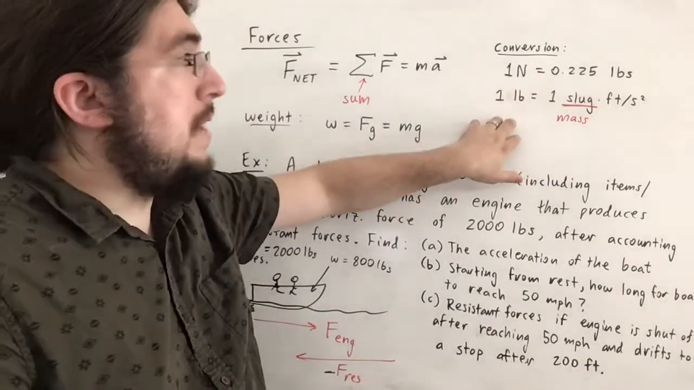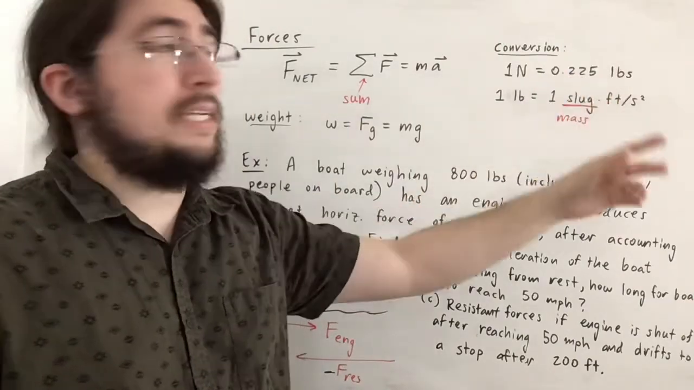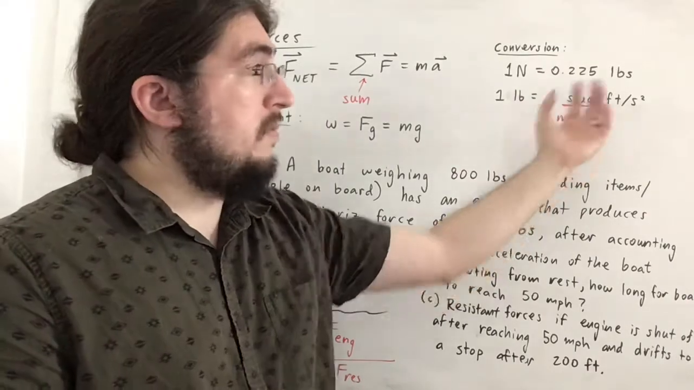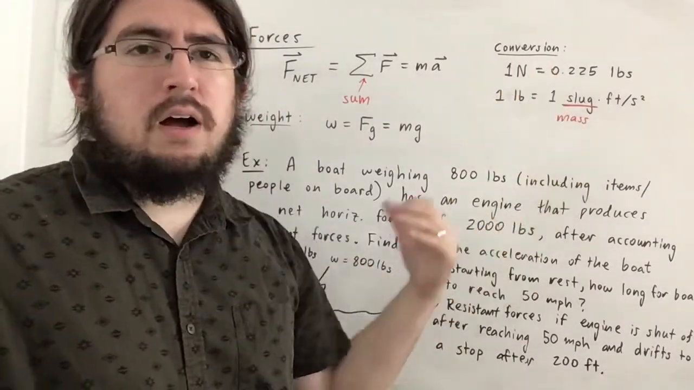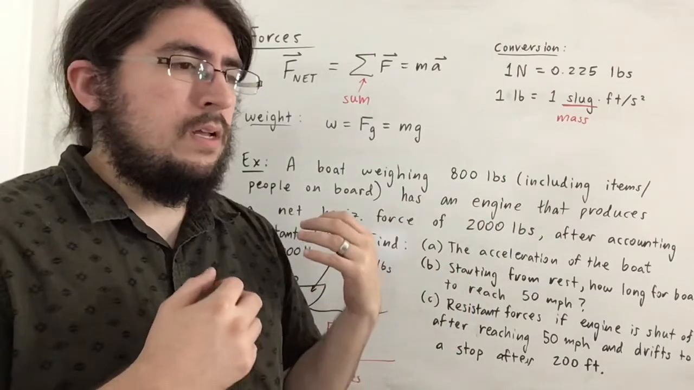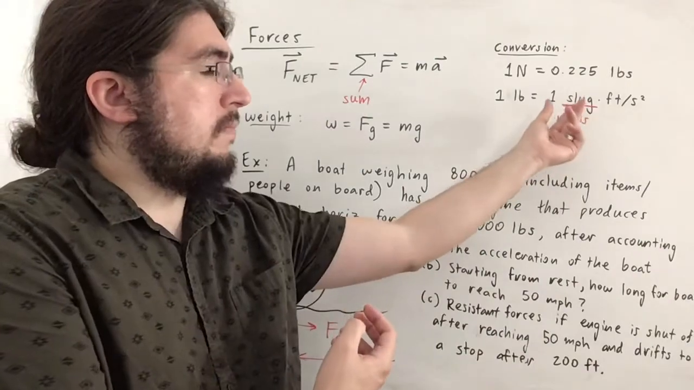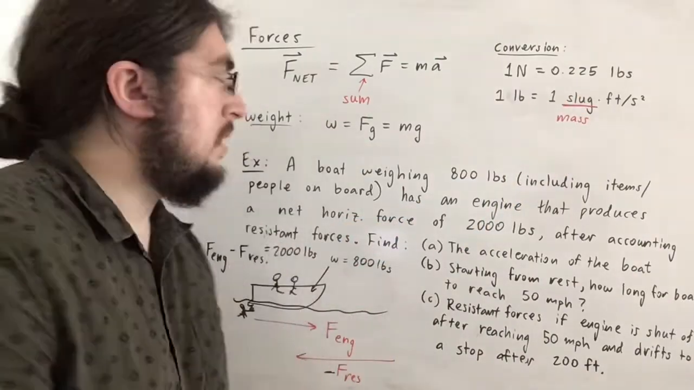Also here, 1 pound, much like 1 Newton is kilograms times meters per second squared, 1 pound is what is called a slug times feet per second squared. So this is kind of like the mass equivalent of what kilograms is in metric, but now the mass unit, standard unit, I guess you can say, in imperial.